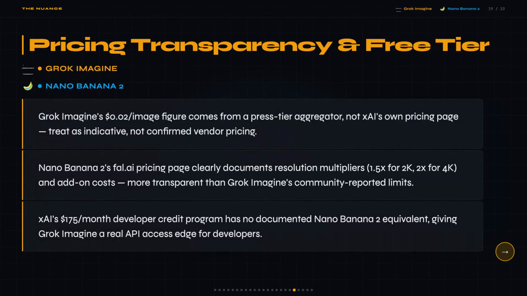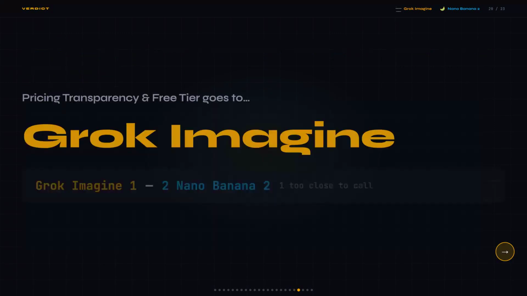Nano Banana 2 actually wins on transparency, even though it's pricier. The fal.ai page clearly documents resolution multipliers. 1.5 times for 2K, 2 times for 4K, and add-on costs for web grounding. Grok Imagine's limits are community reported with vague rolling window resets and that undisclosed 480p throttle, so cheaper doesn't always mean clearer, and for budgeting at scale, clarity matters a lot.